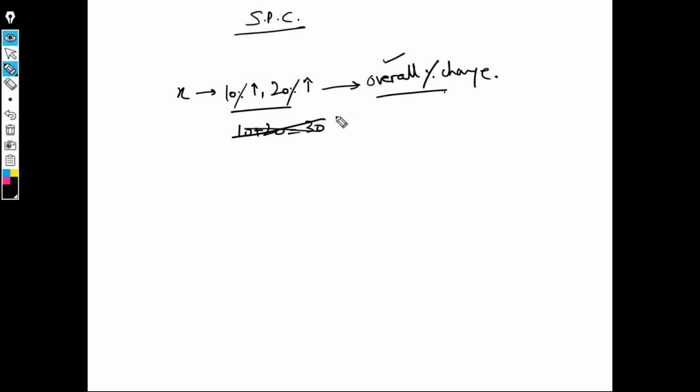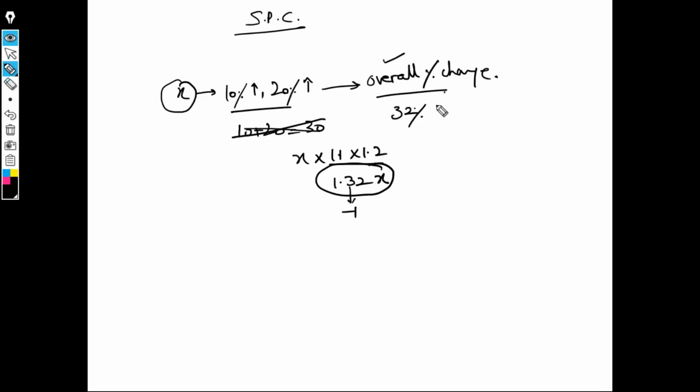In order to study the overall change, I have to multiply x with the multiplying factors, which results in 1.32 times x. So initial value is x, now it is 1.32 times of x. So the percentage change is (n minus 1) into 100. So 0.32 into 100 results in an overall percentage change of 32%. Positive sign indicates that the value has increased. Good job everyone.